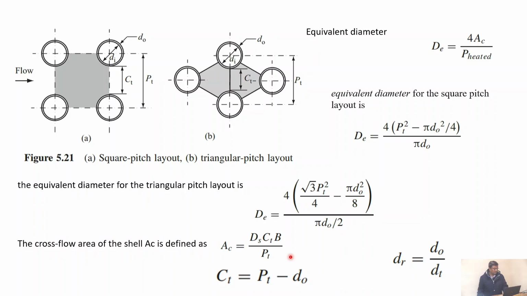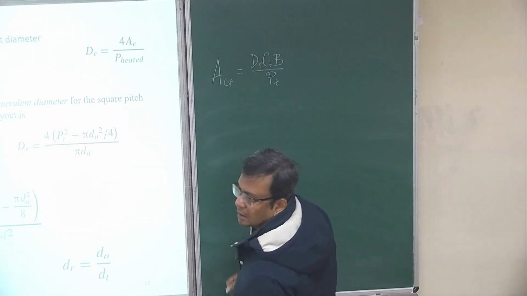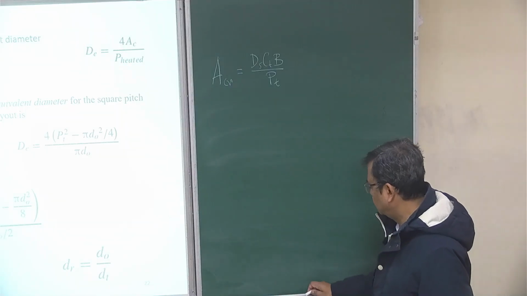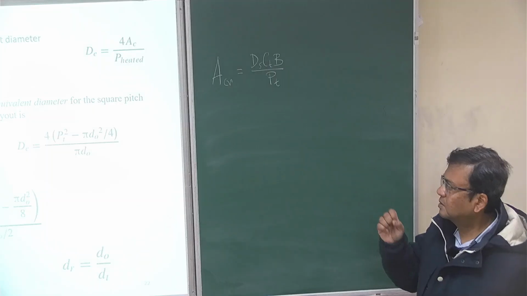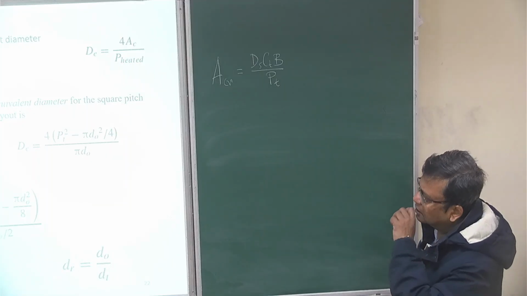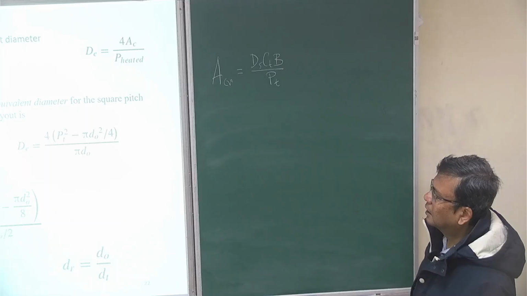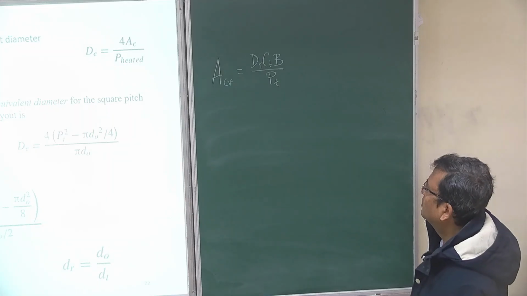Okay, so this requires a little bit of discussion. So this is a cross flow area, I'll write it here. So what's this? CT, just remember what is CT. CT for the square layout is just PT minus DO, right? PT minus DO.